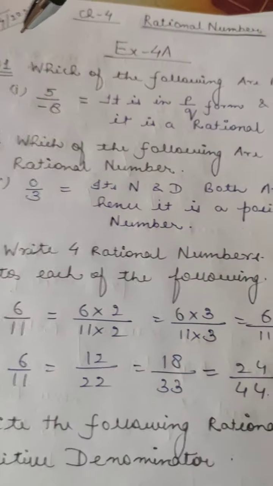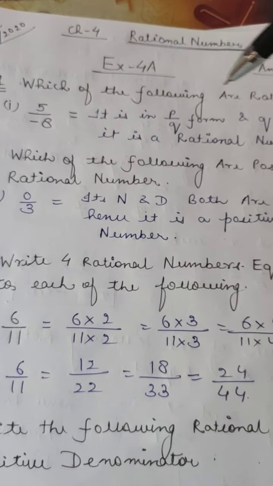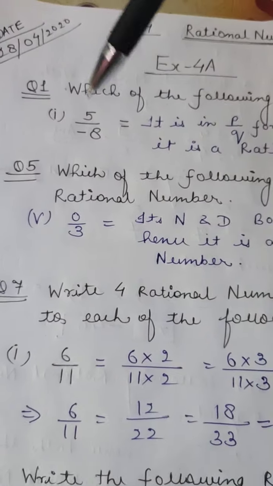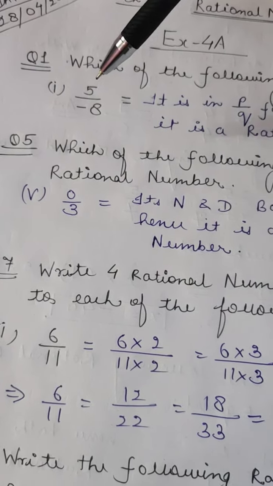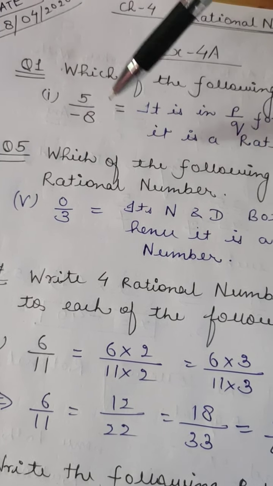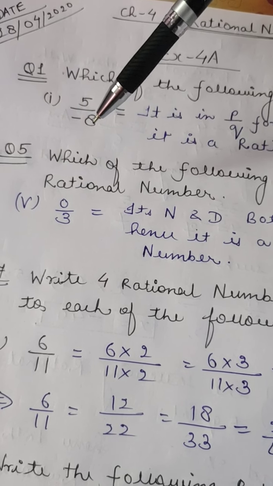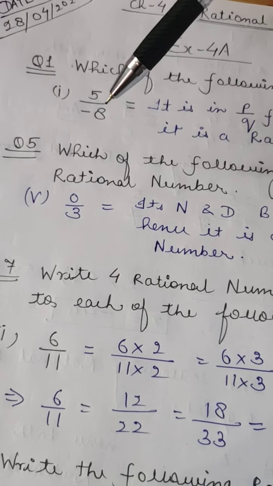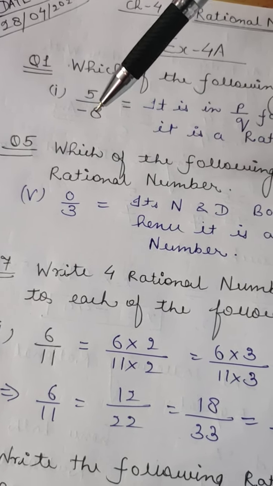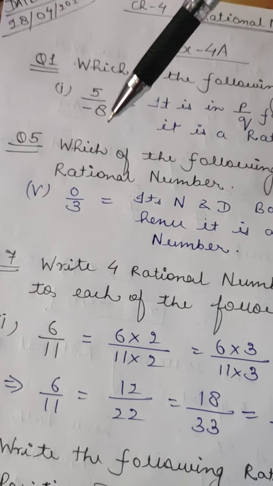What I have solved: which of the following are rational numbers? Here the first question is 5 upon -8. Check whether it is in p by q form. Yes, it is in p by q form. Both numerator and denominator are integers, and the denominator should not be equal to 0. Hence, it is a rational number.